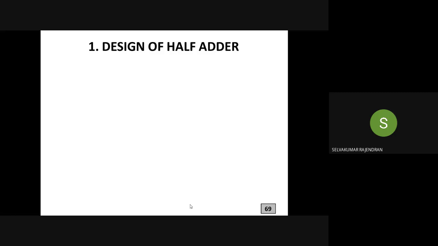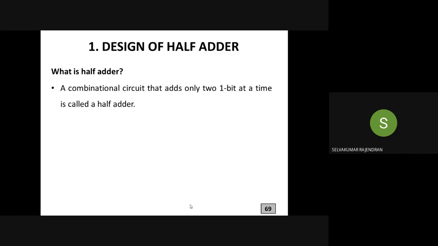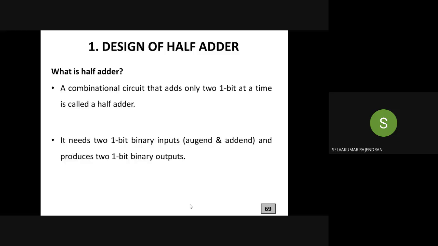So here we have 2 types of adders, that are half adder and full adder. Half adder is a 2-bit adder, a combinational circuit that adds only two 1-bit values at a time. So it needs 2 1-bit binary inputs, named as A and B, and produces 2 1-bit binary outputs. It generates 2 outputs, but both are 1 bit. The outputs are named as sum and carry.